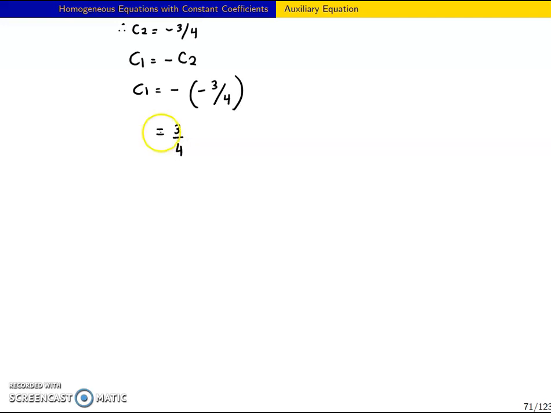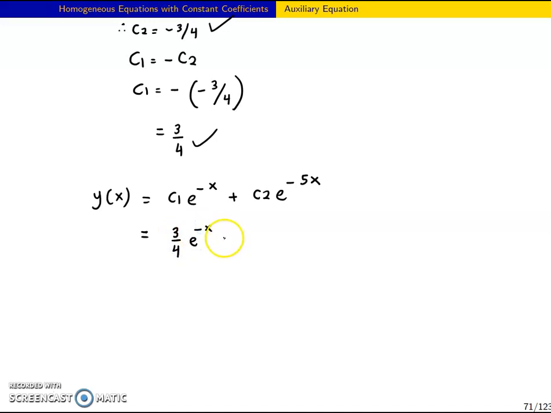So since we obtained c2 and c1 here, we can put them into our solution. This is our solution: c1 e to the negative x plus c2 e to the negative 5x. Okay, putting in the c1 and c2 values, you have 3 over 4 e to the negative x minus 3 over 4 e to the negative 5x. So this is your solution. Okay, if you are given an initial value problem.